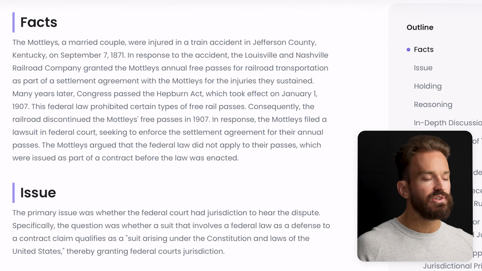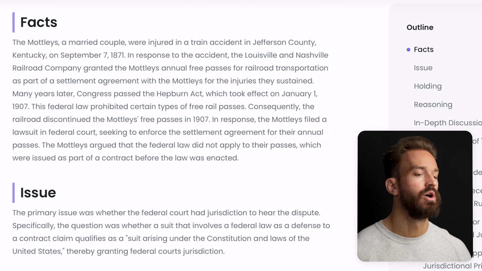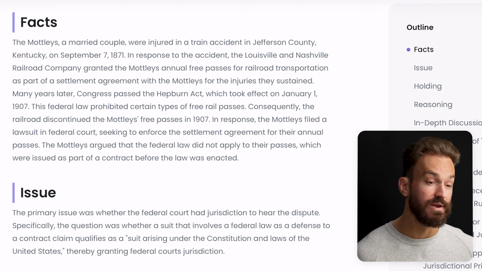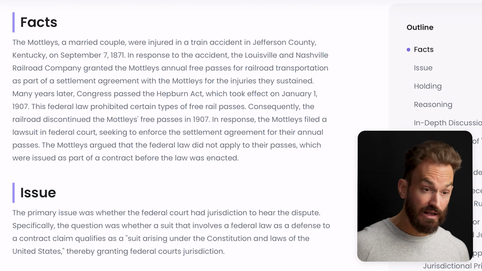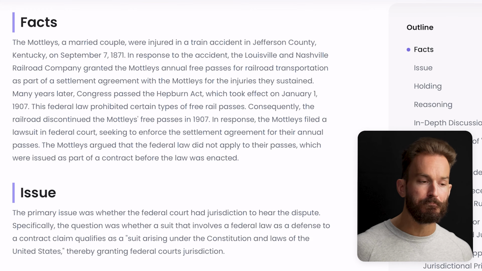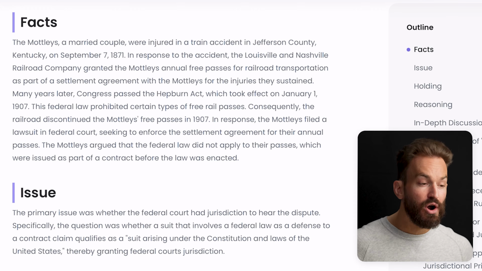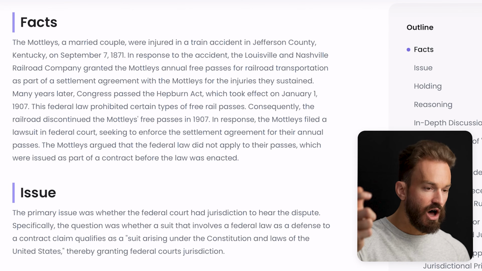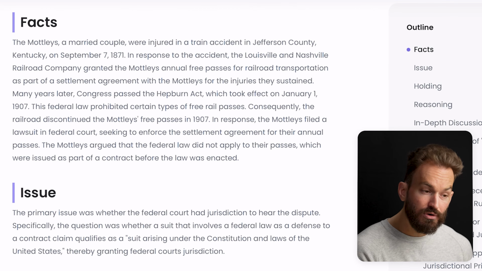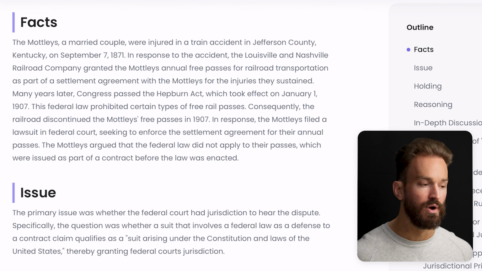However, many years later, Congress passes the Hepburn Act, which took effect on January 1, 1907. Important to recognize, since Congress is passing the law, it's federal law. So the Hepburn Act is federal law. This federal law prohibited certain types of free rail passes. Consequently, after this law takes effect, the railroad discontinued the Motleys' free passes in 1907.